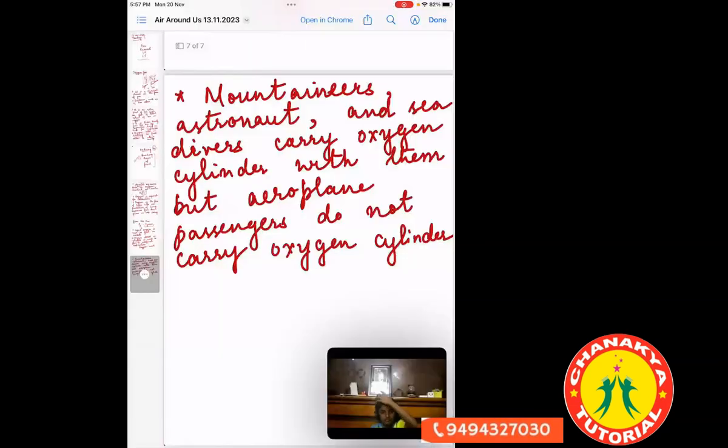Then the last one: mountaineers, astronauts, and sea divers carry oxygen cylinders with them. They will always be carrying an oxygen cylinder. But in the aeroplane, passengers do not carry oxygen cylinders. The first reason is that oxygen masks are already available. The second reason is that if they carry oxygen cylinders, the weight will increase.